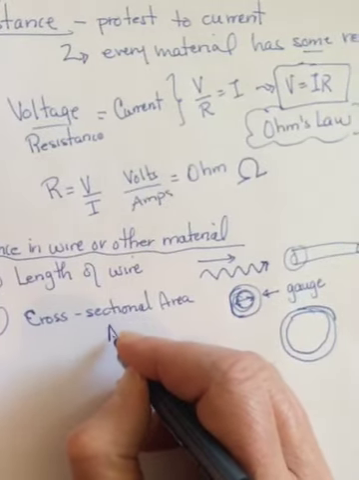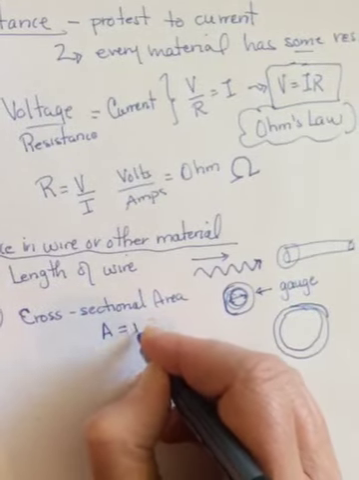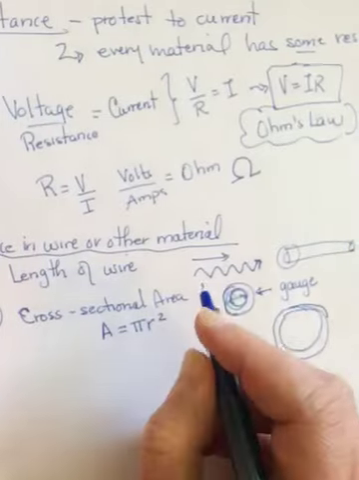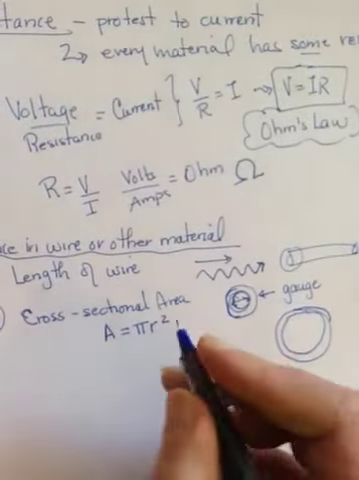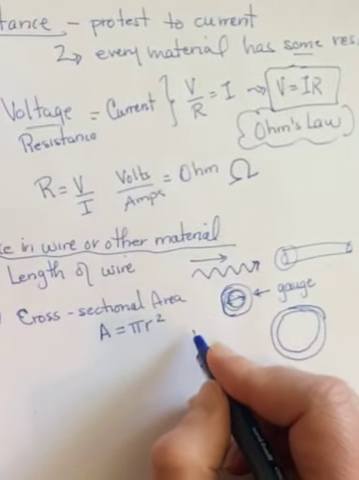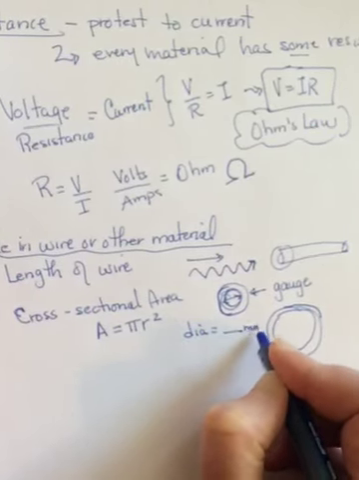Remember, this is cross-sectional area. It's A. And most wires are circular, so it would be A equals pi r squared. That's the area of a circle. So in a question, if it tells you the gauge, you'll go to that chart there, and you'll look for the diameter. You never use the third column in the chart. So you look up the diameter, and it's going to give you the diameter in millimeters.